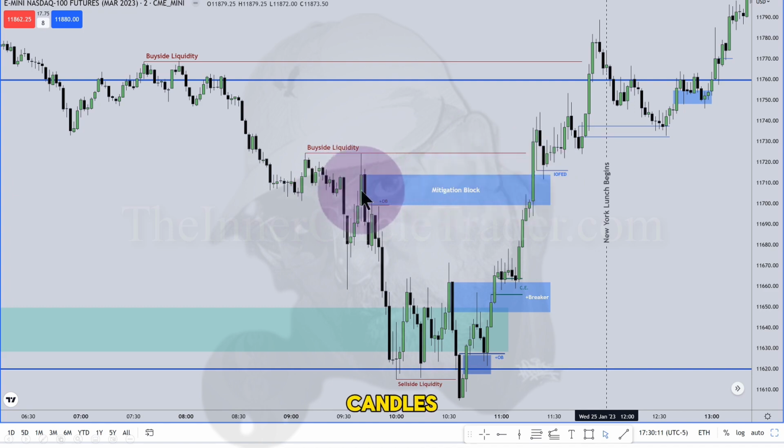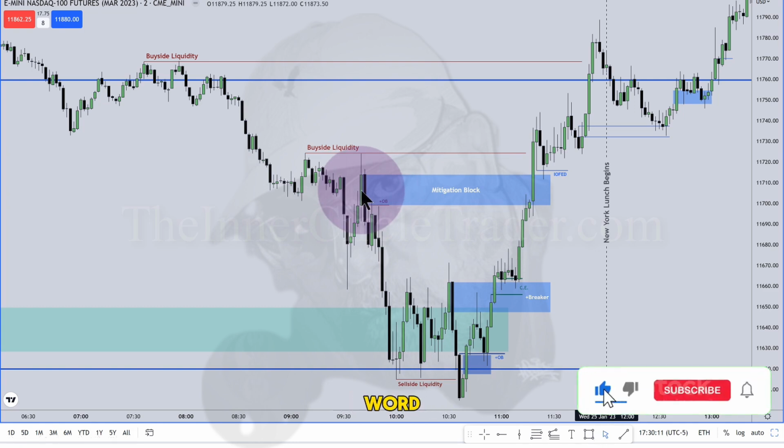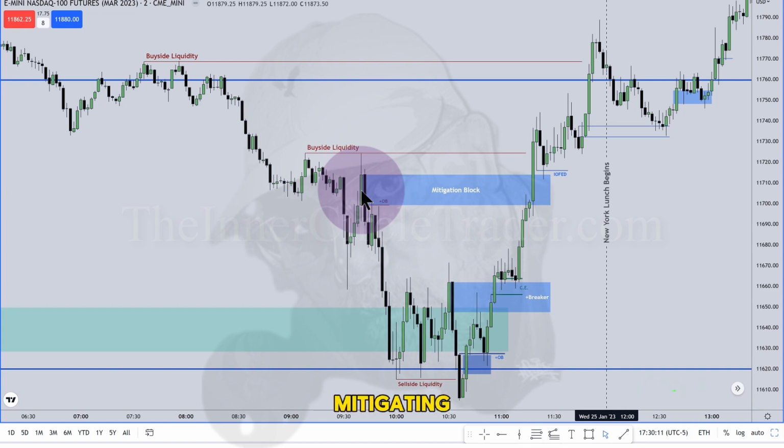Order blocks and candles are not mitigating. Okay, I see a lot of people using the word excessively. Mitigation and mitigating is the action of the trader that is offside. Order blocks and candles are not mitigating anything. Price is allowing the trader to mitigate their offside position, mitigating potential drawdown, limiting it or removing it altogether. So that was the function of mitigation.